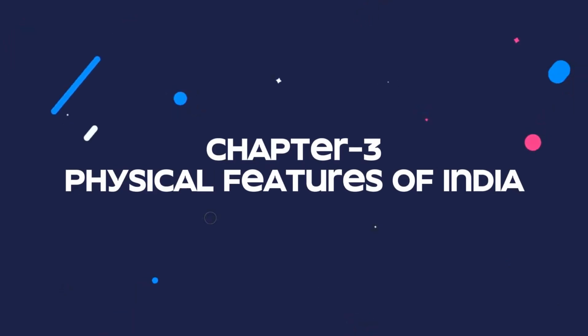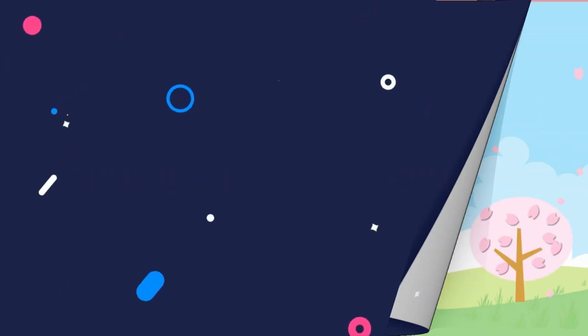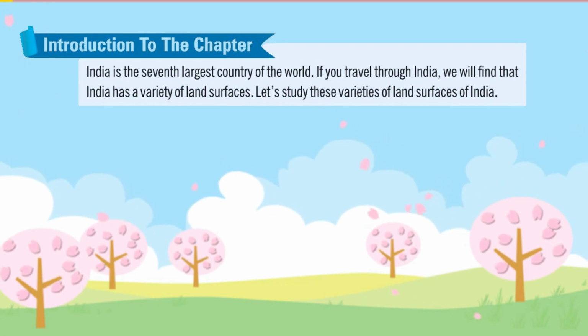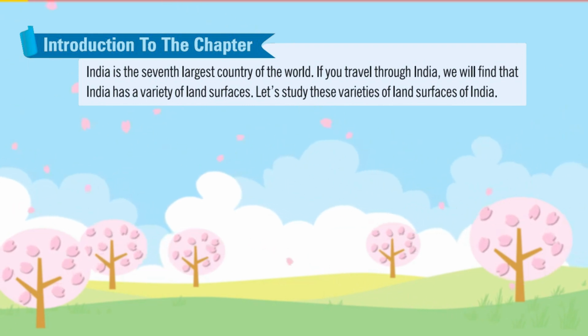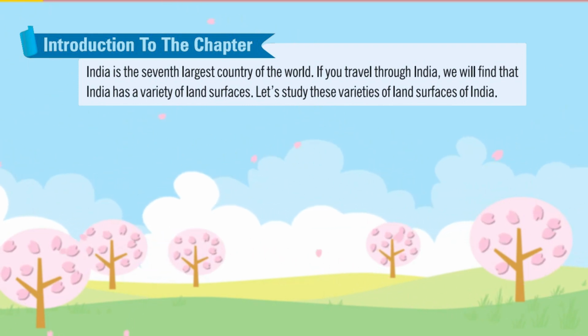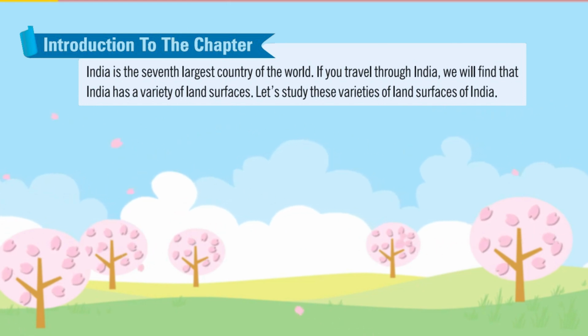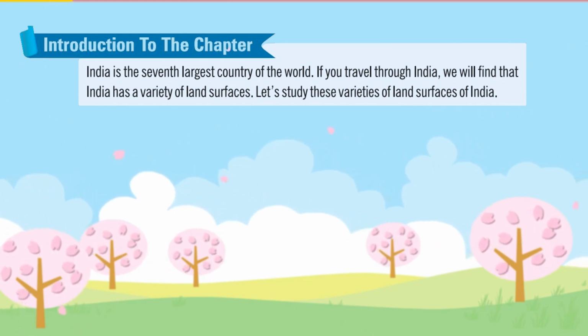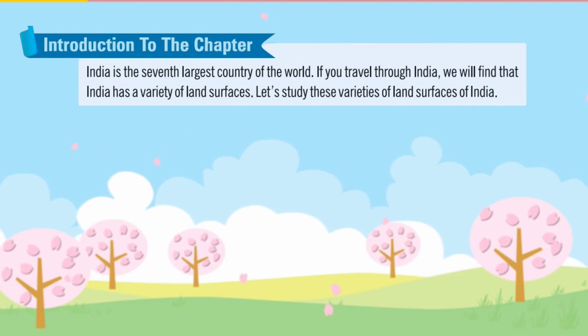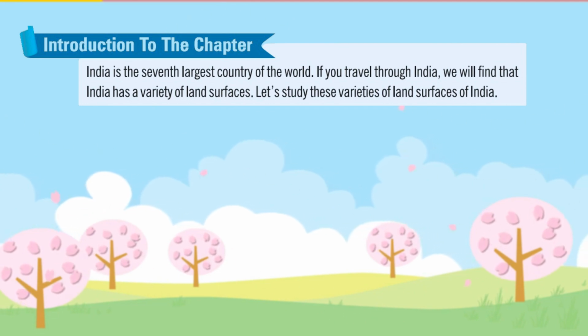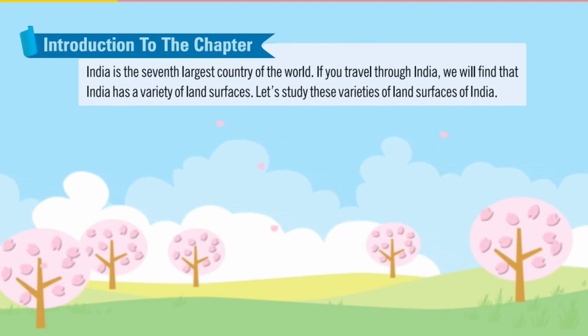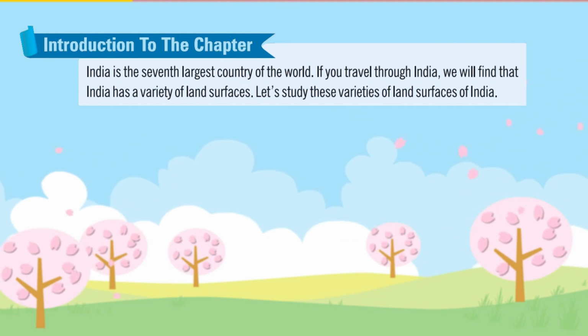Chapter 3: Physical Features of India. Introduction to the chapter. India is the seventh largest country of the world. If you travel through India, you will find that India has a variety of land surfaces. Let's study these varieties of land surfaces of India.